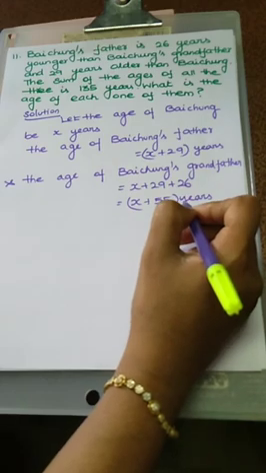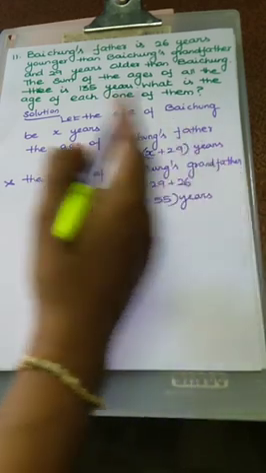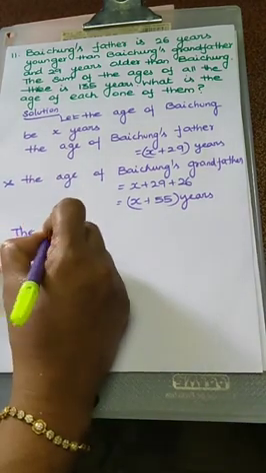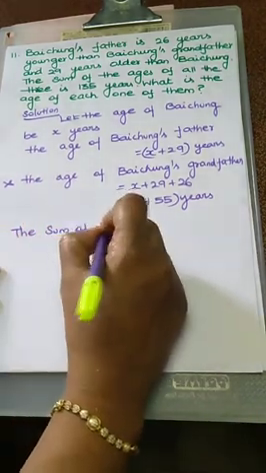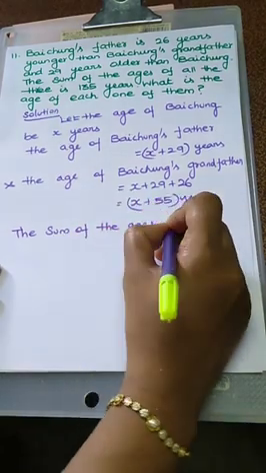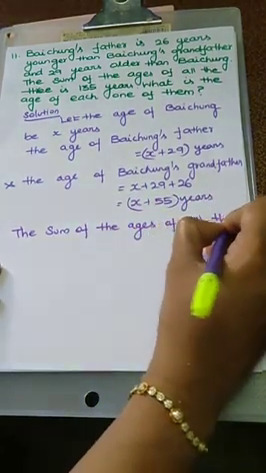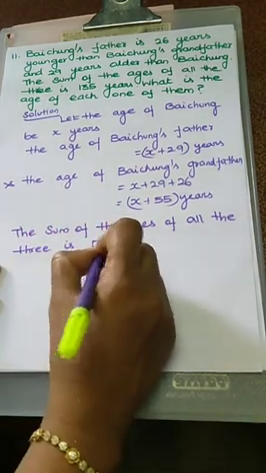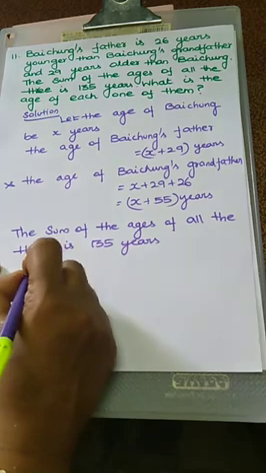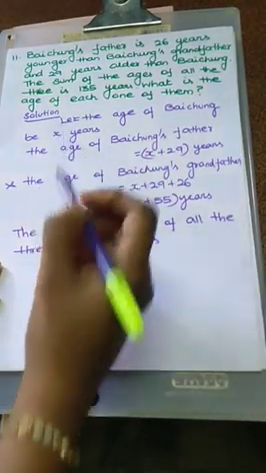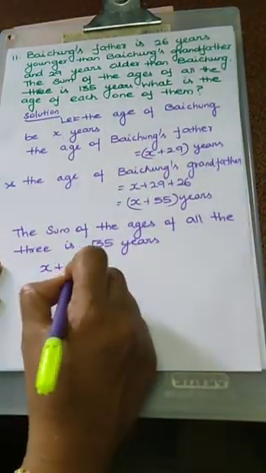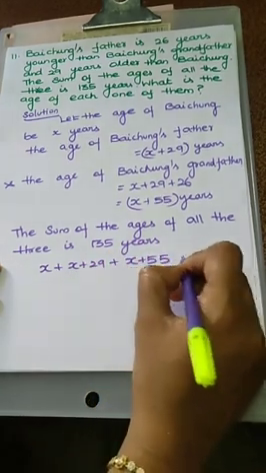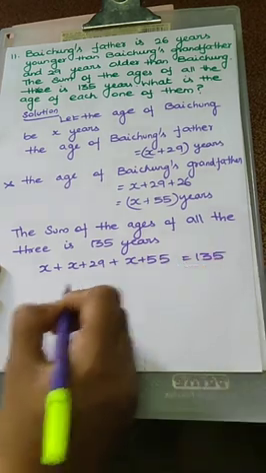We need a perfect value, no. So what is the next clue given? The sum of the ages of all the three is 135. That is the main clue. The sum of the ages of all the three is 135 years. That is given. So we have to add all the three persons' age. One is x. Second is x plus 29. Third person is x plus 55. Is equal to 135. Okay.